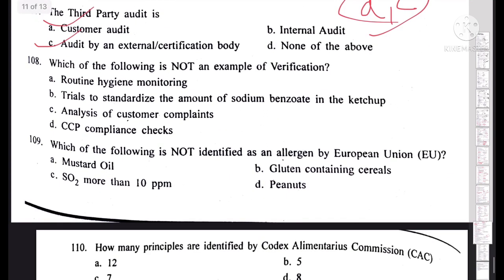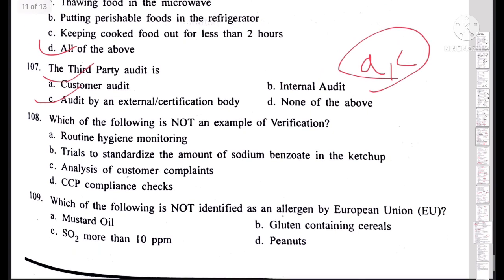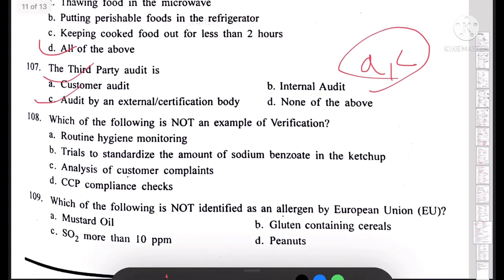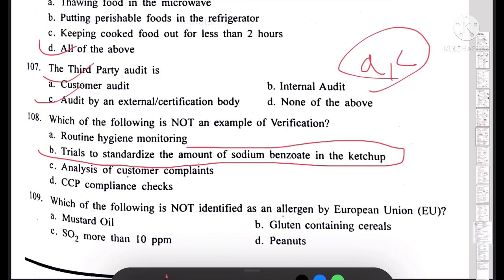Next, which of the following is not an example of verification? Options are routine hygiene monitoring, trials to standardize the amount of sodium benzoate in the ketchup, analysis of customer complaints, and CCP complaints check. So the correct answer is trials to standardize the amount of sodium benzoate in ketchups.